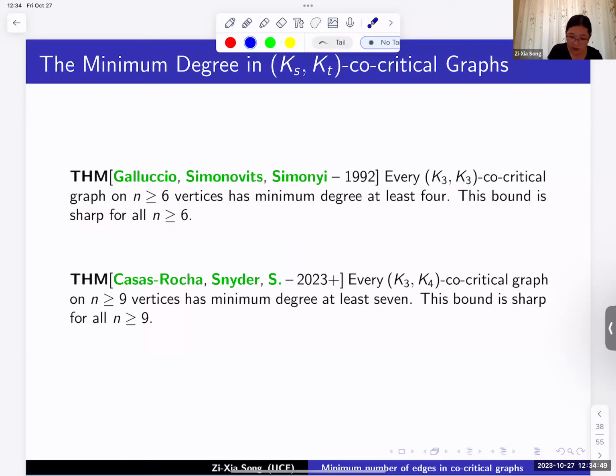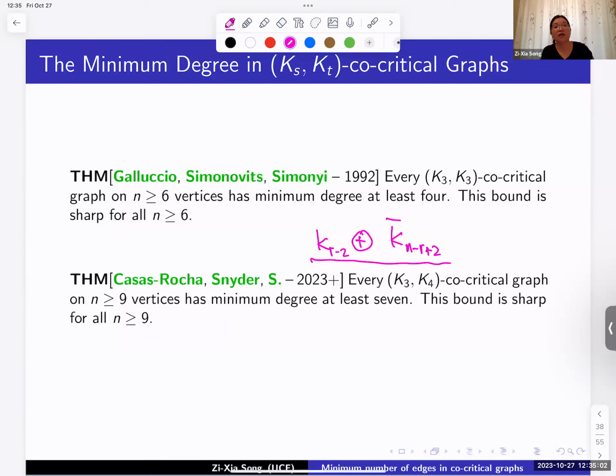Remember, I showed we have the construction K_{r-2} joined with the complement of the complete graph on n minus r plus 2 vertices. The minimum degree is r minus 2, where r is the Ramsey number.